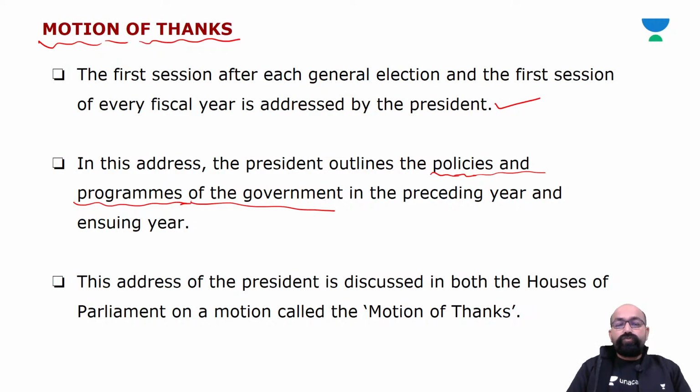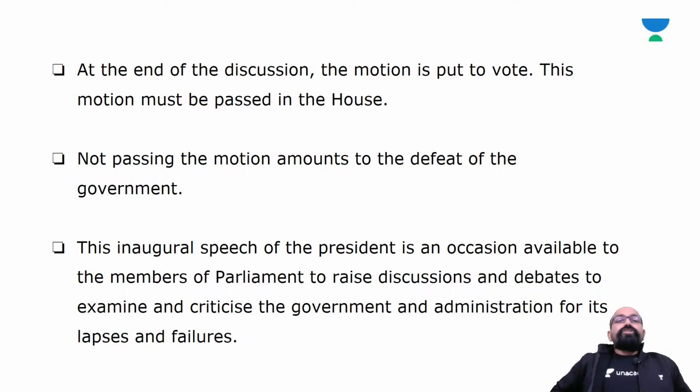Yes, this address of the President is discussed in both the Houses of Parliament on a motion called Motion of Thanks. At the end of discussion, the motion is put to vote, and this motion must be passed in the House. Not passing the motion amounts to defeat of the government.